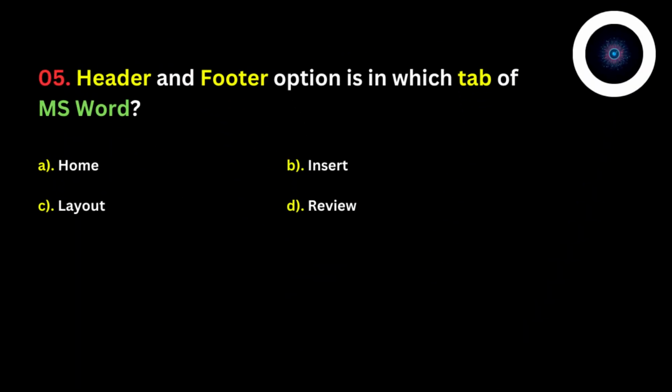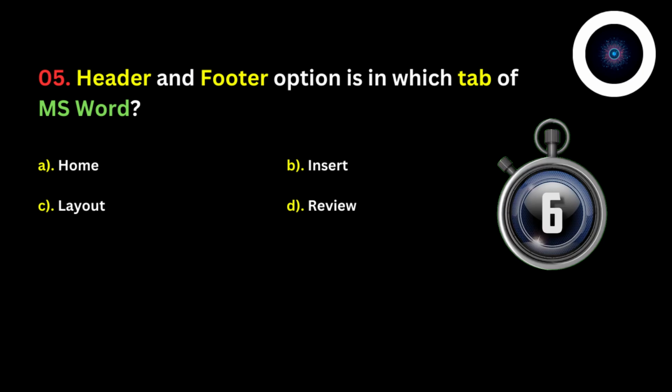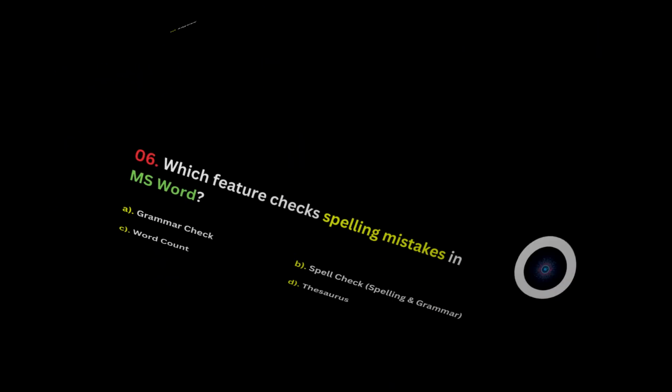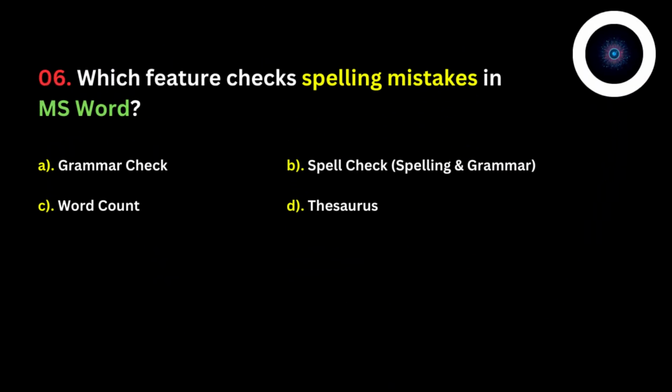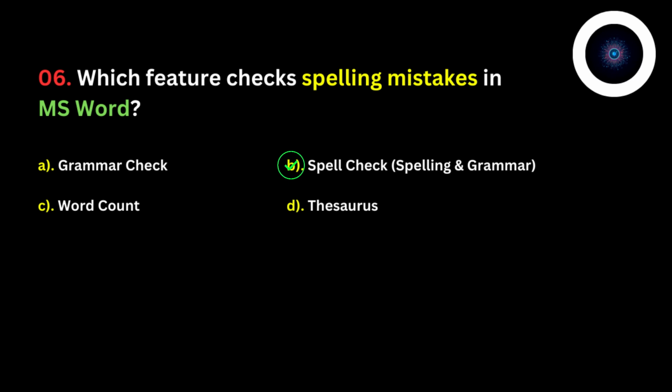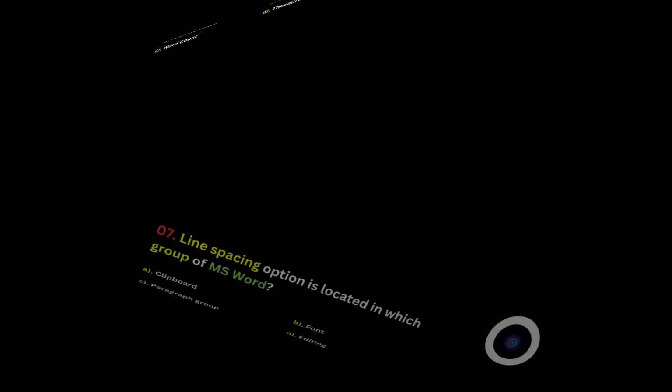Question number 5. Header and footer option is in which tab of MS Word? Correct answer is Insert. Question number 6. Which feature checks spelling mistakes in MS Word? Correct answer is Spell Check, Spelling and Grammar.